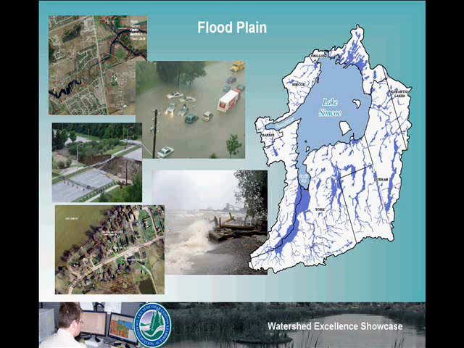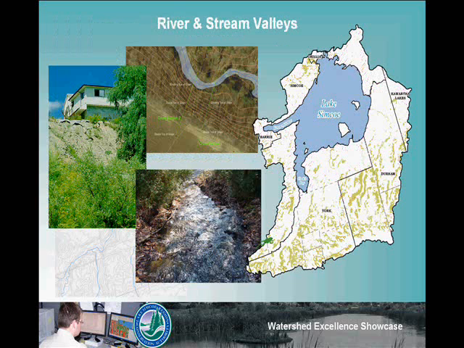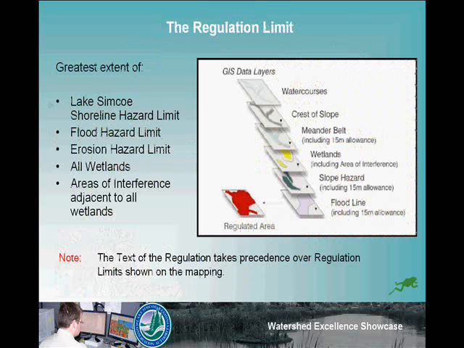A meander belt is a third component of the regulated area. Watercourses are living systems that will move over the course of time. The meander belt is an estimation of the outer limits within which this movement may occur. The final component that is regulated is rivers and stream valleys. This component deals with the erosion of river and stream banks. Over time, it poses a potential risk to nearby structures and to natural habitat. The regulation limit is defined as the greatest extent of all of these components combined.